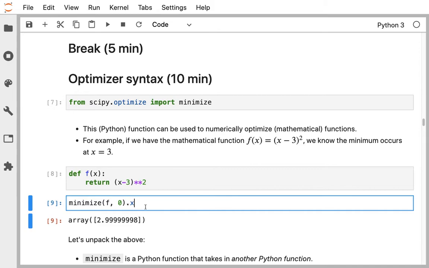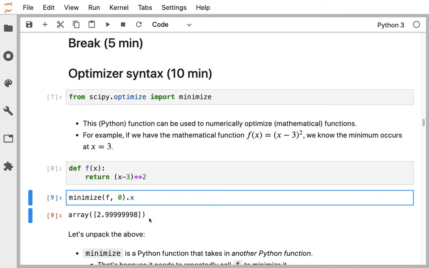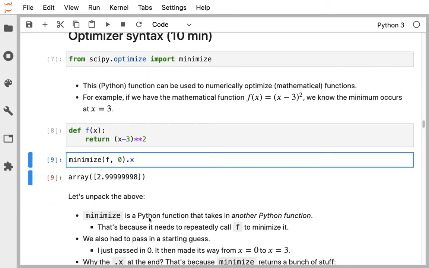But it's a general purpose. It doesn't work for every function. Again, there's a lot of fine print here, but it works for a bunch of functions. So, as I just said, minimize is a Python function. It takes in another Python function.